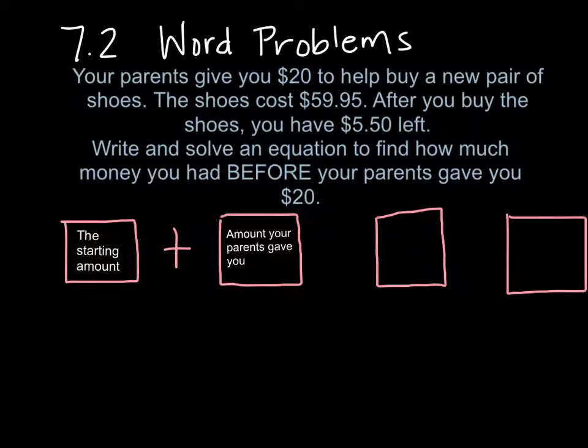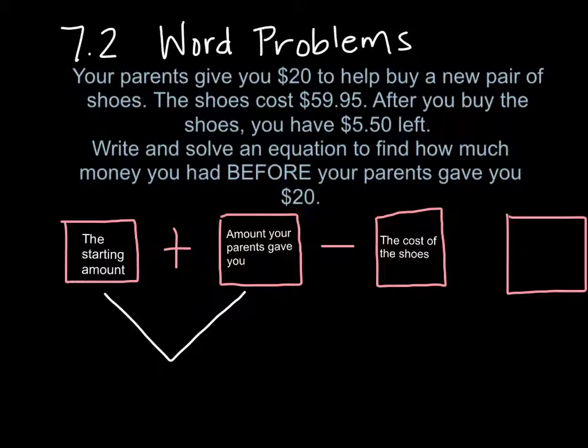Then, we're going to take away the cost of the shoes. Because remember, we have our starting amount plus the amount our parents gave us. Then we're going to take away, so we're going to subtract the cost of the shoes. So now that we have the cost of the shoes put in there, and there's your bill. It is, which we know the word "is" means equals, the amount left.